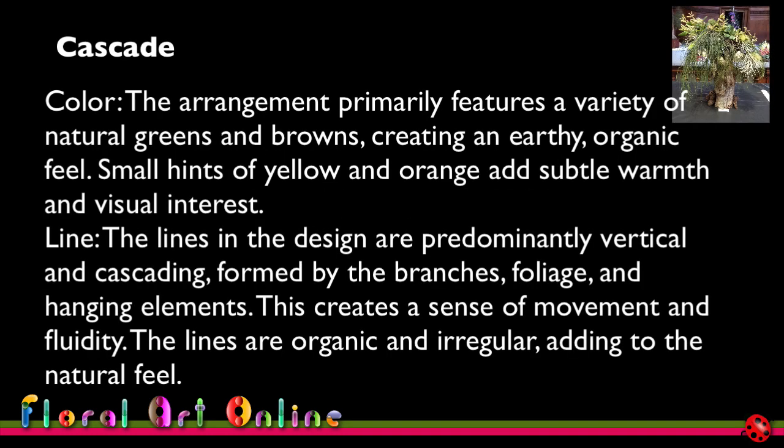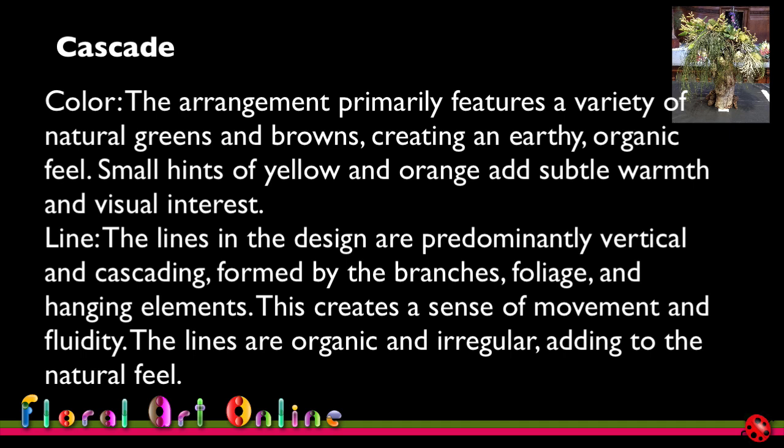Looking at colour, first of all, the arrangement primarily features a variety of natural greens and browns, creating an earthy, organic feel. Small hints of yellow and orange add subtle warmth and visual interest. So the colour there mightn't be as clear in this image, but it's from the kangaroo paw and the grevillea placements and the banksia flower placements that are hidden within the cascade.